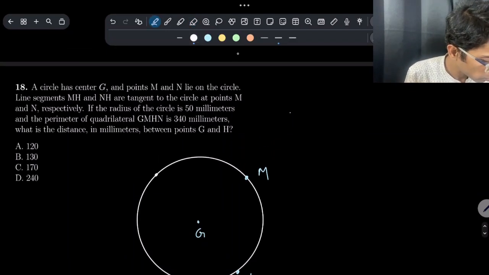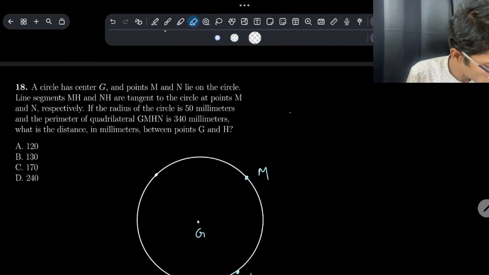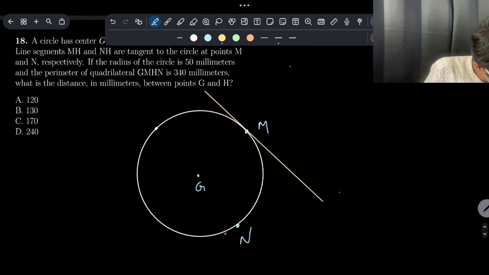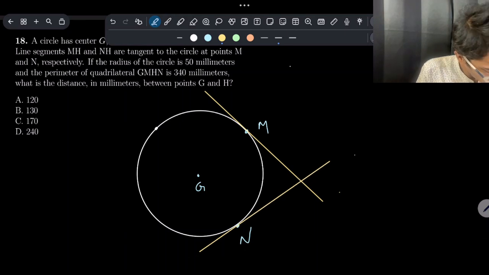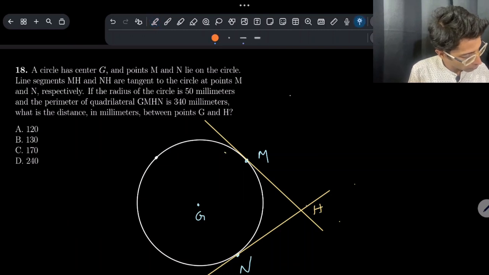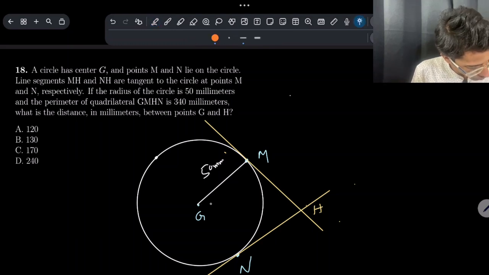So let me draw 2 tangents. One tangent, oh, this is not coming out good. Okay, let me do it carefully. This is one tangent at M. This is another tangent at N. And he's telling me line segments MH and NH. So this is point H, MH and NH. Look here, MH and NH are tangent to the circle at points M and N respectively. If the radius of the circle is 50 millimeters, so the radius is given to be 50 millimeters, and the perimeter of the quadrilateral GMHN. So let me complete the quadrilateral first.